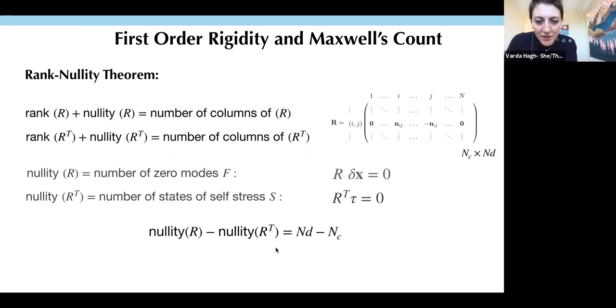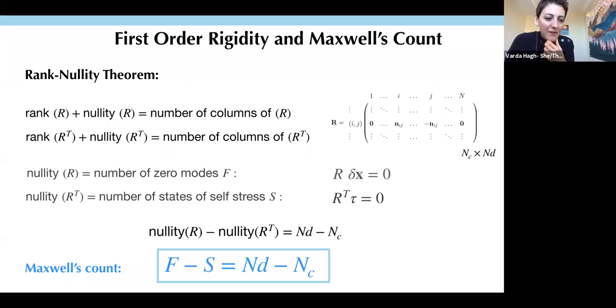And because the nullity of R and the nullity of R transpose have physical meaning, we can replace them with the zero modes and states of self-stress, and we get the Maxwell's count. So Maxwell's count says that the number of zero modes, or motions in the system that cost zero energy, and the number of states of self-stress are related to the difference between the total number of degrees of freedom and the total number of constraints in the system.